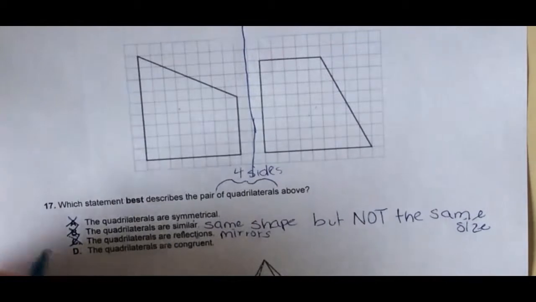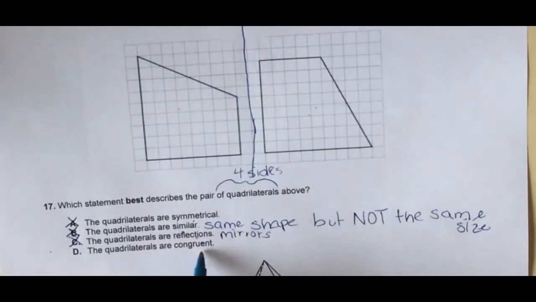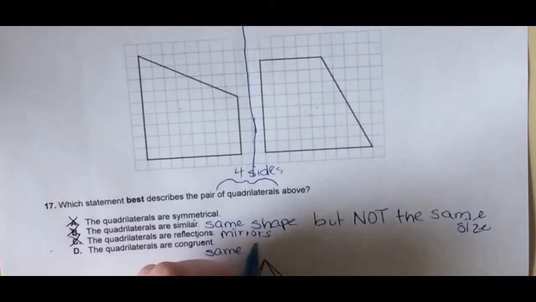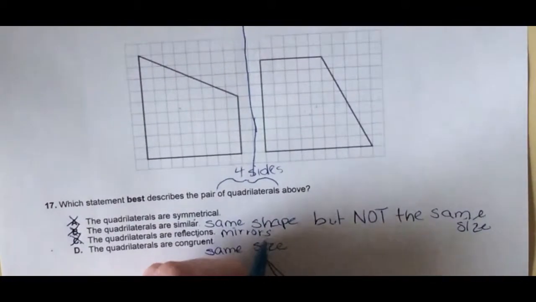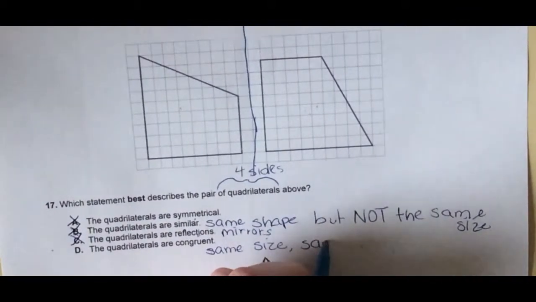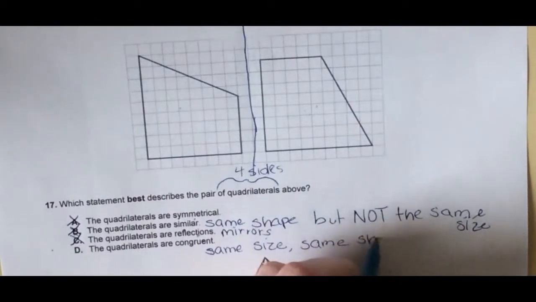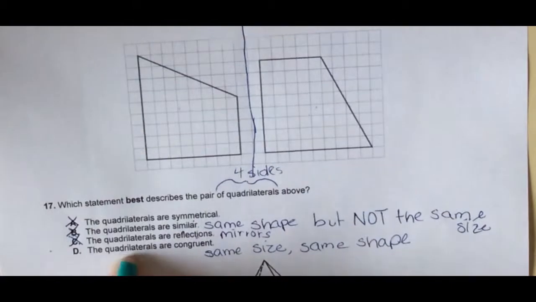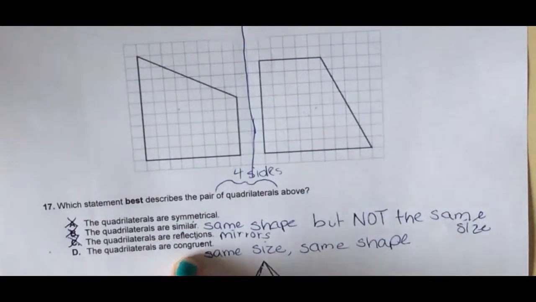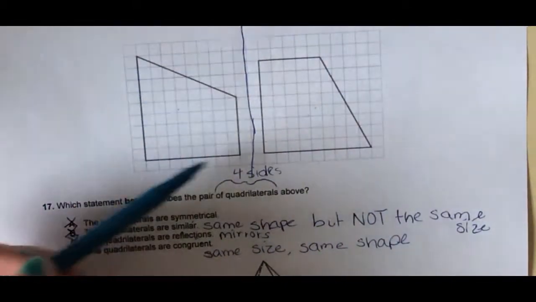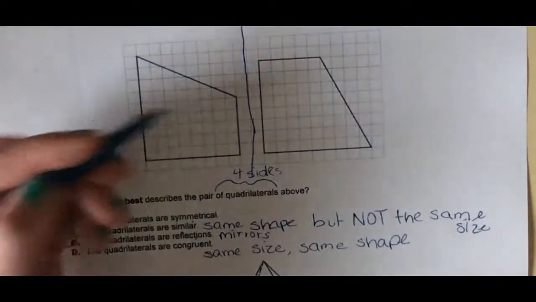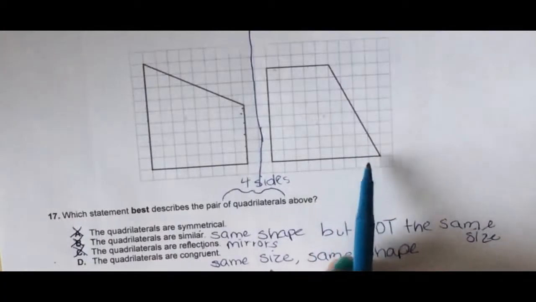And that is not true. The quadrilaterals are congruent. Congruent means same size, same shape. Okay, and that is true. Even though these shapes are turned, they are the same size and the same shape, and you can tell that by counting the sides.